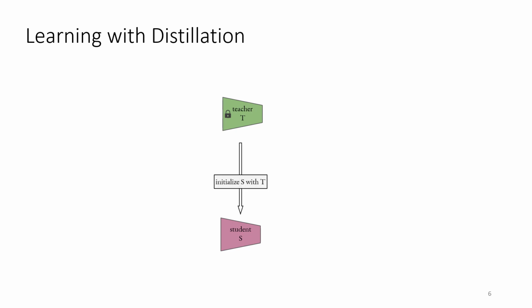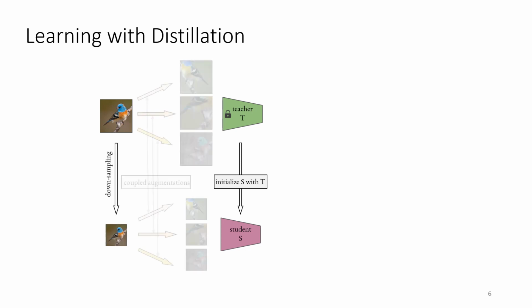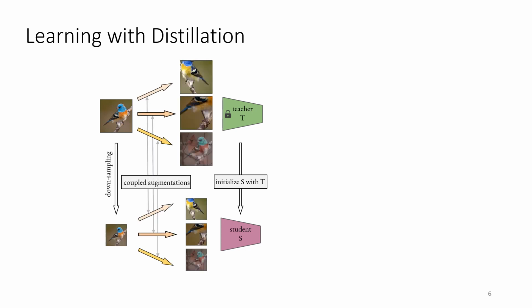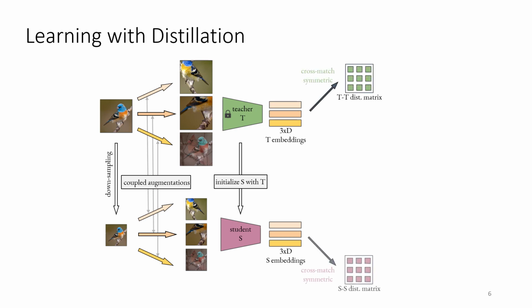Each training image is first downsampled to smaller resolution, then the exact same augmentations are applied to both images of large and small resolution, which are then processed by their respective models. The resulting embeddings have the same dimension, allowing us to compute pairwise distances within teacher embeddings, student embeddings, and across teacher and student embeddings. We refer to the last ones as asymmetric distances. The computed distance matrices are used in three loss terms.